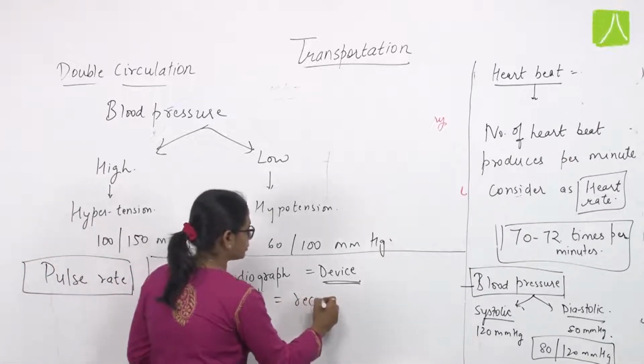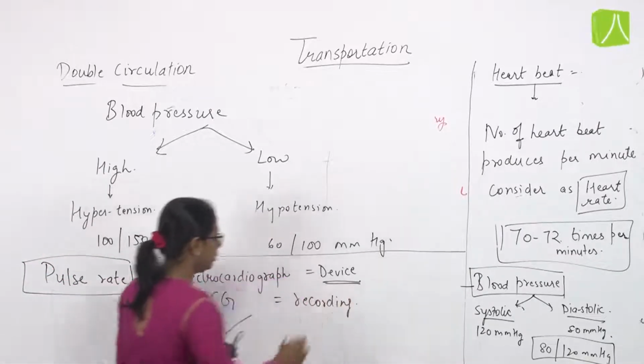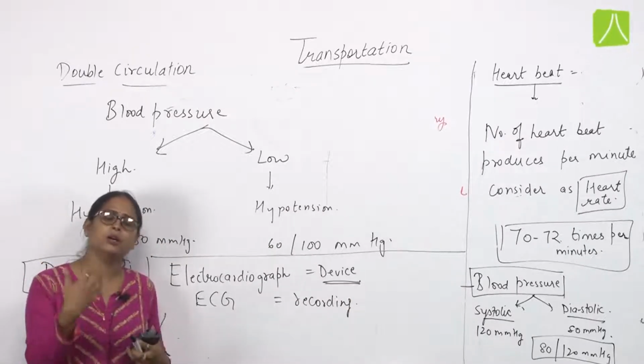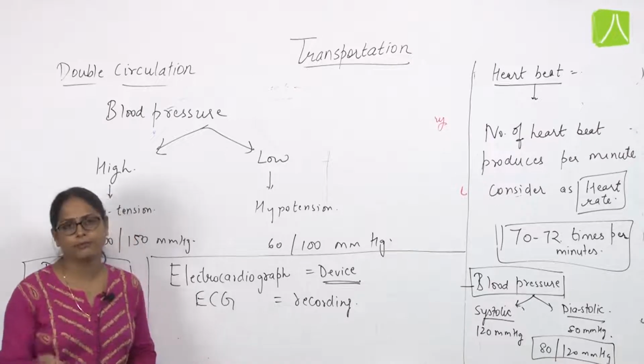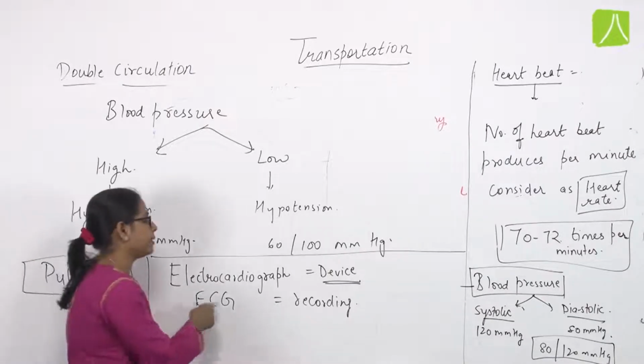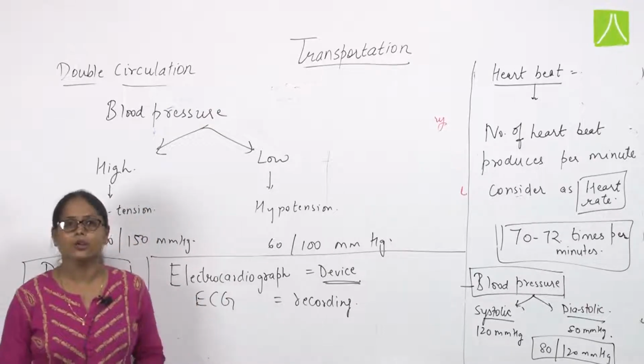So this is the recording. That means the result of the working of the heart, which appears in the form of a graph on the computer system, is known as ECG, and the device is known as the electrocardiograph.